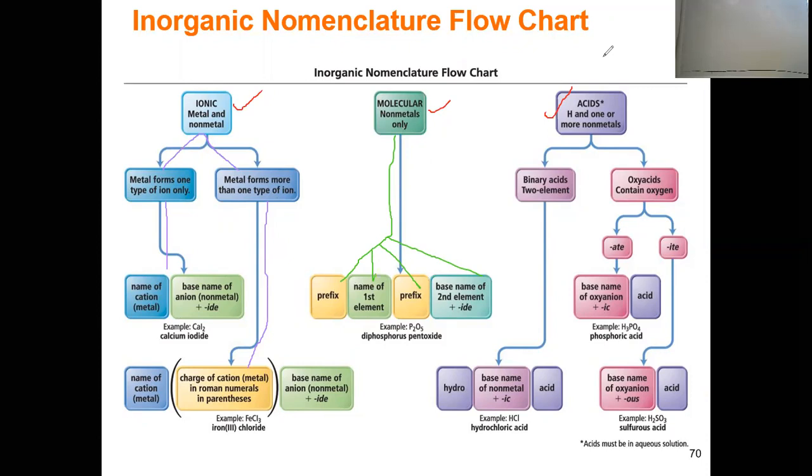And then if it's an acid, you want to figure out if it's a binary acid or if it's an oxy acid. If it's binary, it's going to have hydro, the base name, and the acid. If it's an oxy acid, this is what your ATE ending will look like. This is what your ITE ending will look like.